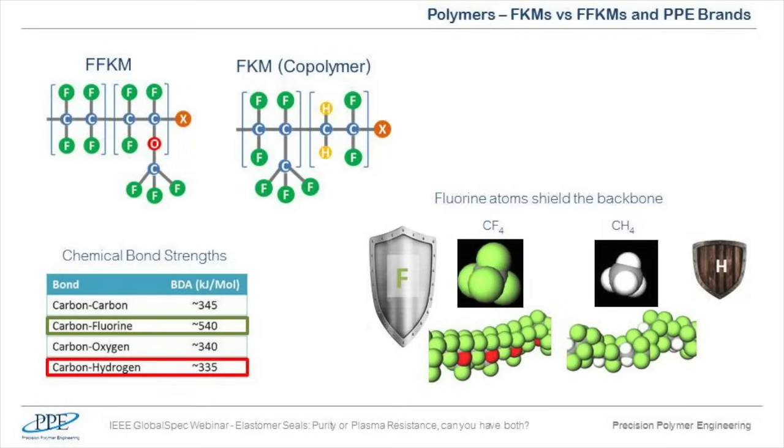FKM is a fluoropolymer, and FFKM is a perfluoropolymer. Perfluoro means all the hydrogens on the molecular structure are replaced by fluorine atoms. Examples of FFKMs would be Perlast, if it's a PFE material, and Kalrez and Chemraz from our competitors.